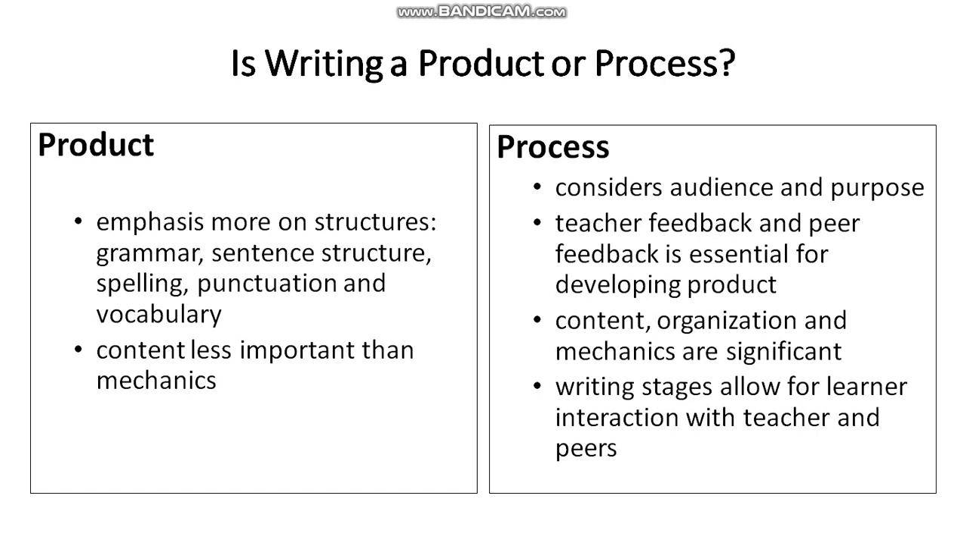It is both. As product, emphasis is more on structures, grammar, sentence structure, spelling, punctuation, and vocabulary. Content is less important than mechanics. As process, it considers audience and purpose.